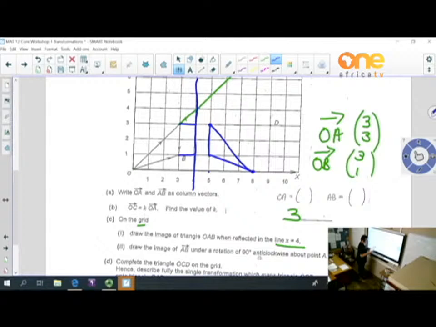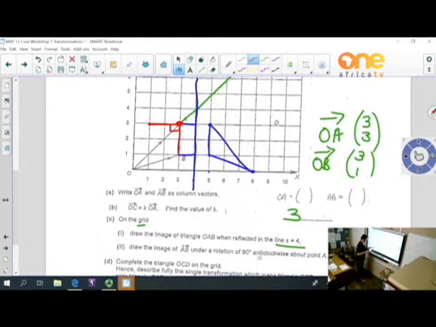And then draw the image of AB. Now this is just this line AB, under a rotation, 90 degrees anti-clockwise about A. That means A is going to be the center. Anti-clockwise is like this, like the watch, and there's the 90 degrees. So this line will be there. There will be the line, the image there.